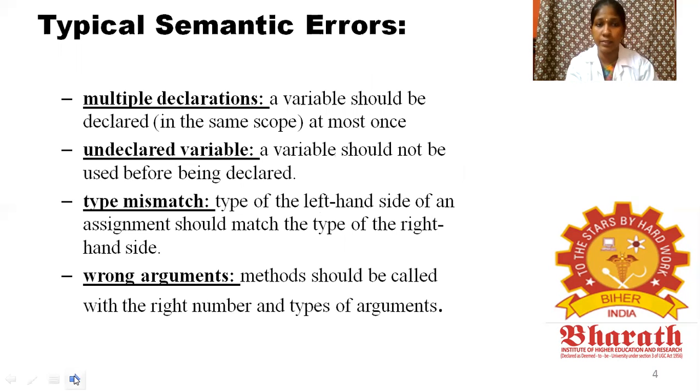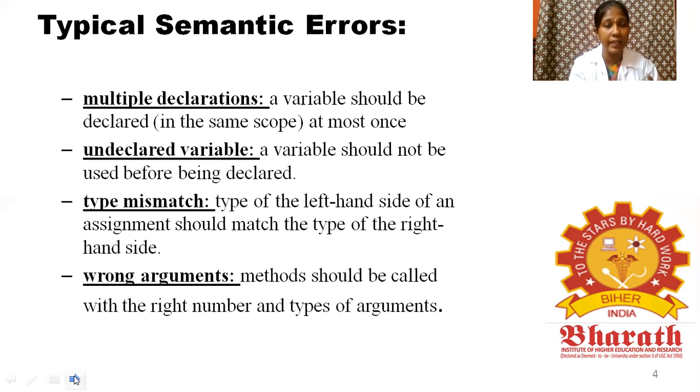Next, typical semantic errors. The first one is multiple declarations. We may use a variable at multiple places, but the scope of the variable differs. A variable can be declared outside as well as inside. So multiple declarations are considered one of the errors of semantic analysis if they do not conform to the semantic rules of scope.